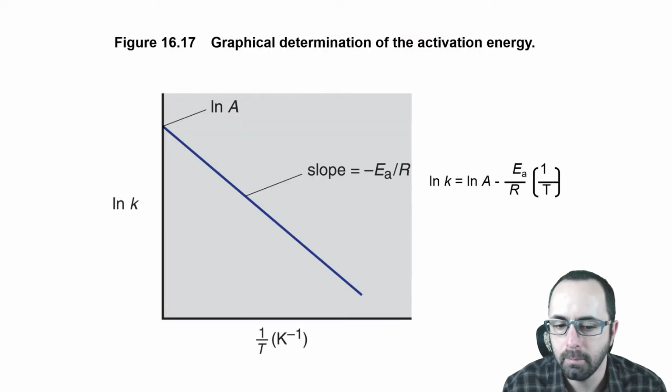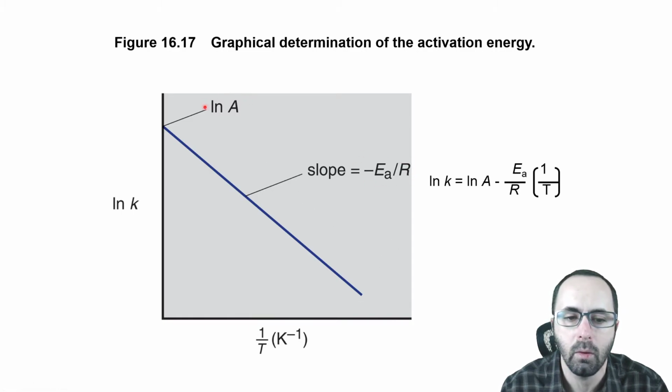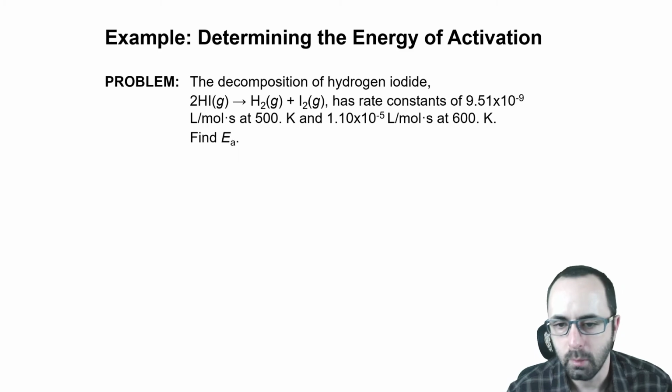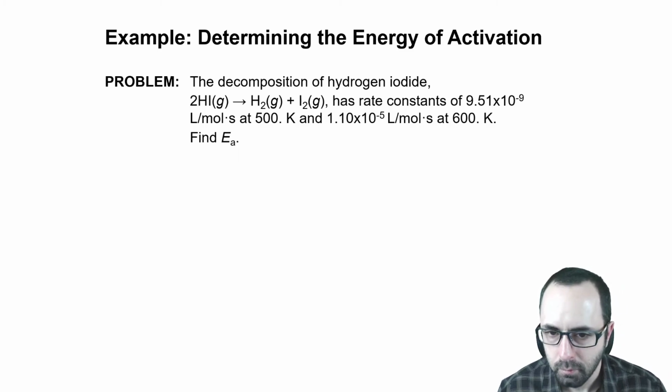So graphically, if you want to determine the activation energy, and we did an exercise like this in the experiment B last week, you could have natural log of K plotted on the y-axis, 1 over temperature on the x-axis, and you'll get a line here with a negative slope, which is negative activation energy over R, and the y-intercept will be the natural log of A. So that's one way you can determine the activation energy. The other is by using the second equation that we saw, where you have the rate constants at two different temperatures here.